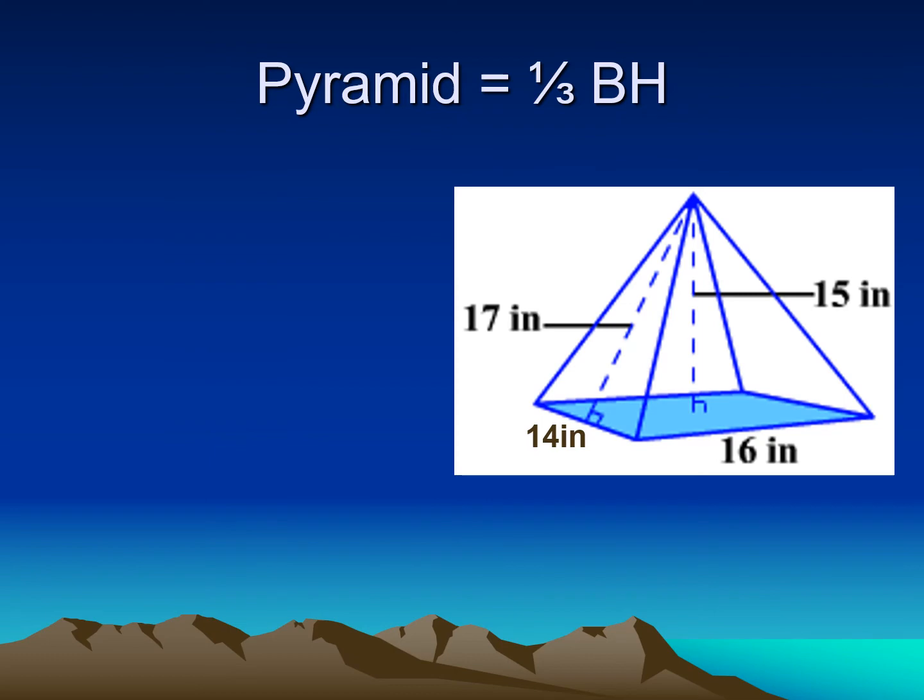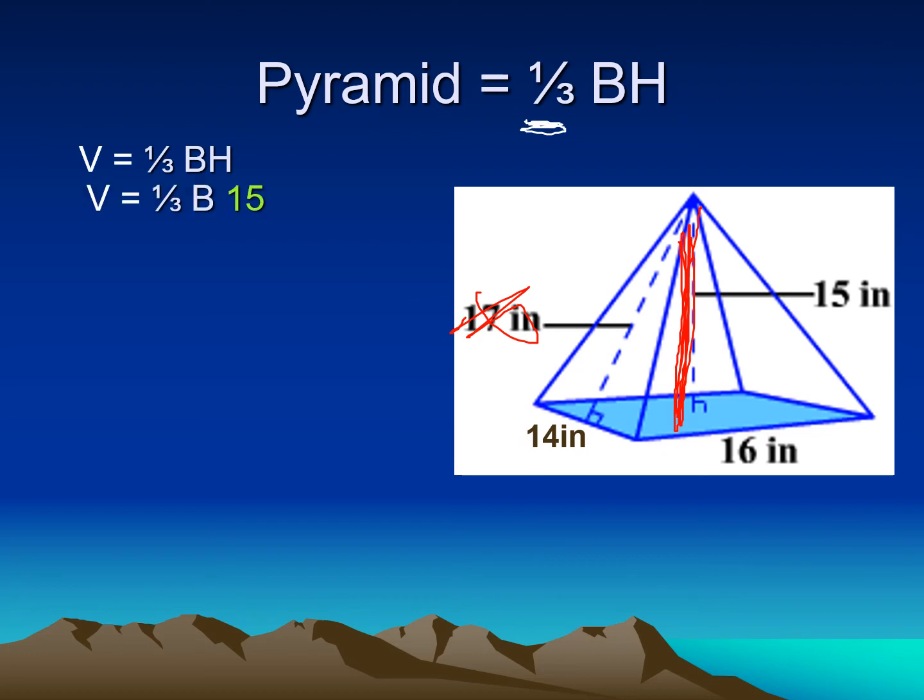Alright, and pyramids, remember I'll show you one in class how it works, but it's got the 1/3 in the formula. Same difference though, we're still using the height, the regular old height, straight up and down, not the slant height, so we're not using the 17 at all. Height is 15. Now, what kind of base is that? Let's think about it by itself. It is a rectangle base, 14 by 16.